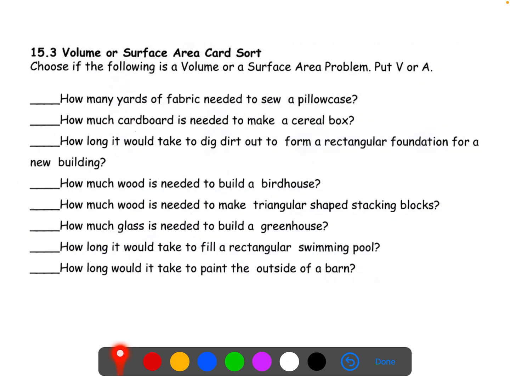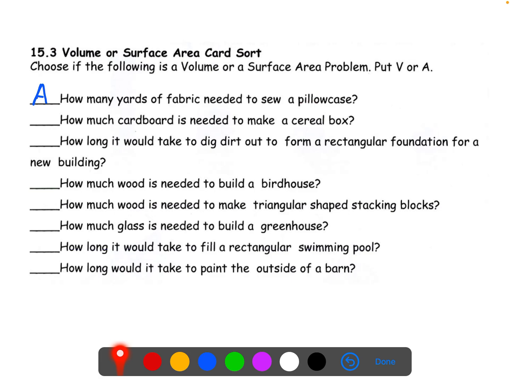Okay, for the next part, it wants you to choose between volume and surface area, marking it with V or A for each of these situations. What would you have to calculate to answer the question? So the first one, how many yards of fabric are needed to sew a pillowcase? Well, a pillowcase has to go over all the surfaces of a pillow, so we would want to know the surface area. We would want to know the surface area of that pillow to create the correct size pillowcase.